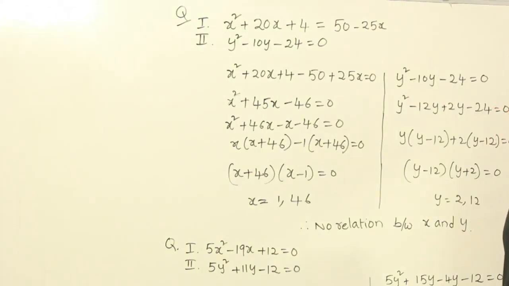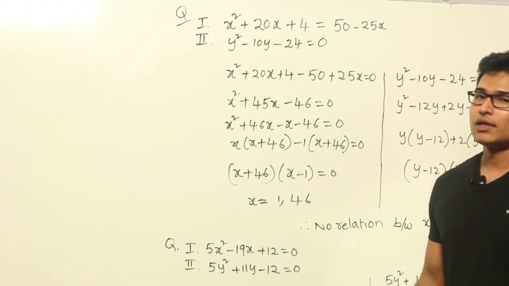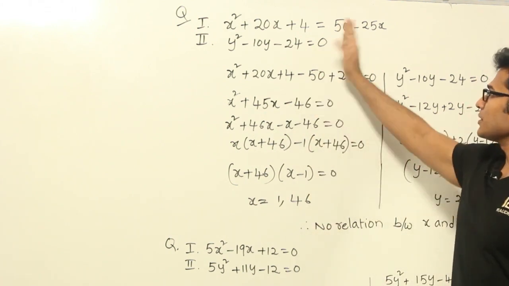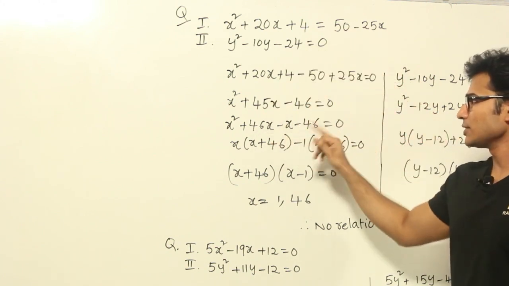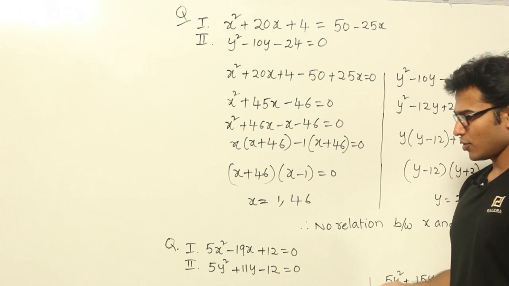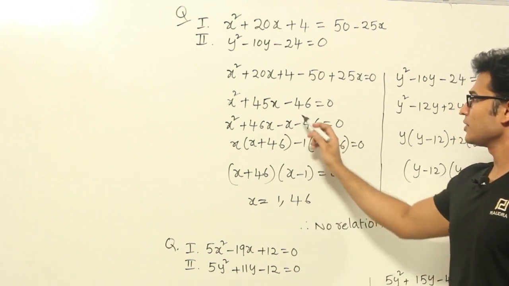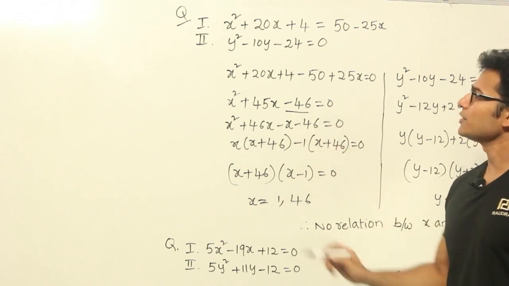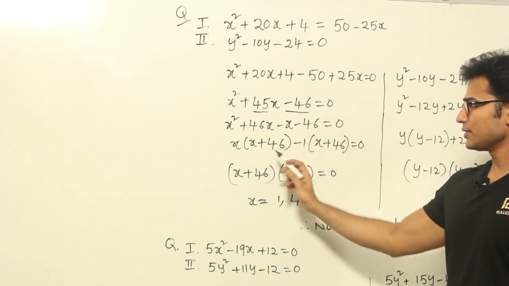Now let's see this. x square plus 20x plus 4 equal to 50 minus 25x. So better write it in a form in such a way that the right hand side is going to be 0. So I'm going to write it this way. So we got this. And now, for the factorization method, find two numbers in such a way that the product of the two numbers is going to be minus 46 and the sum of them is going to be 45. So it is going to be like this, right?